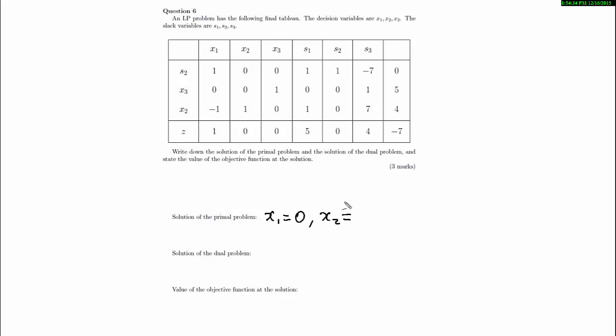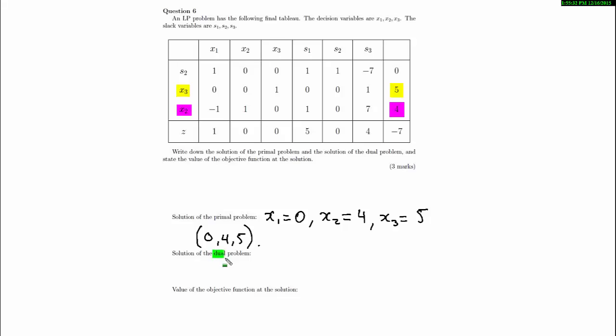Now for x2, we have a look at this left-hand side and we can see it makes an appearance here, and its corresponding value is 4. So x2 equals 4. Now finally for x3, we can see that x3 is here and its corresponding value is 5. So we have that x3 equals 5. Now this corresponds to the coordinates 0, 4, and 5.